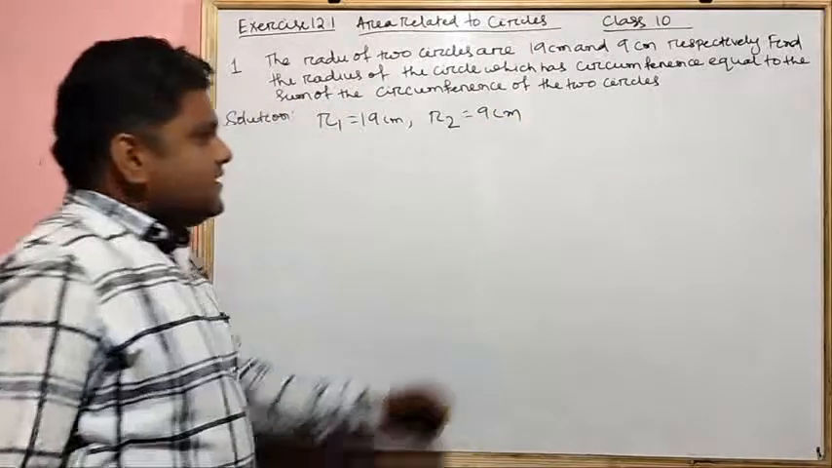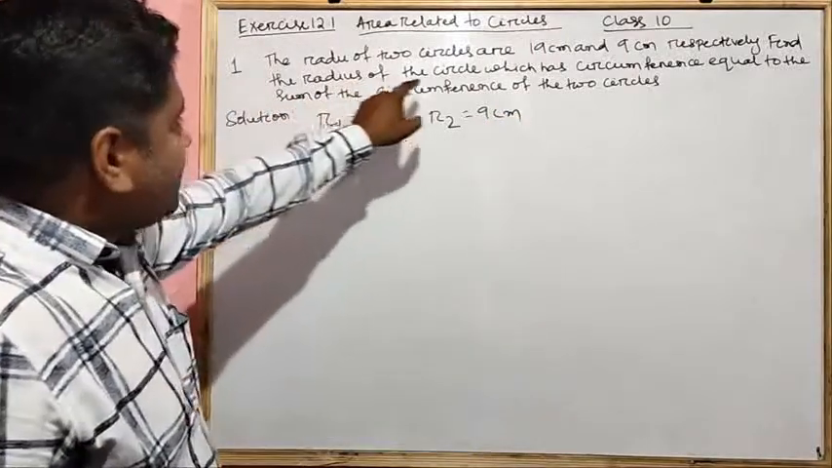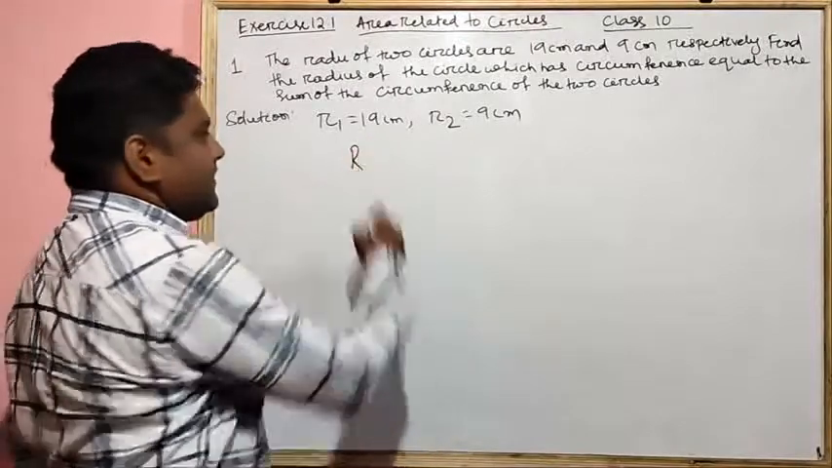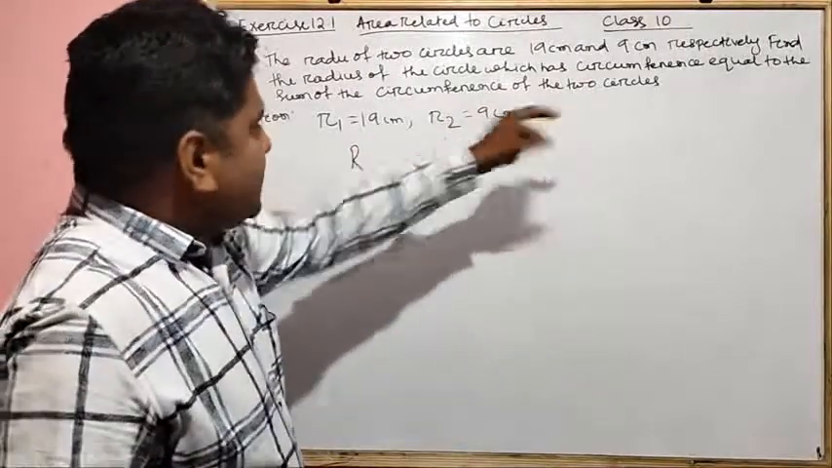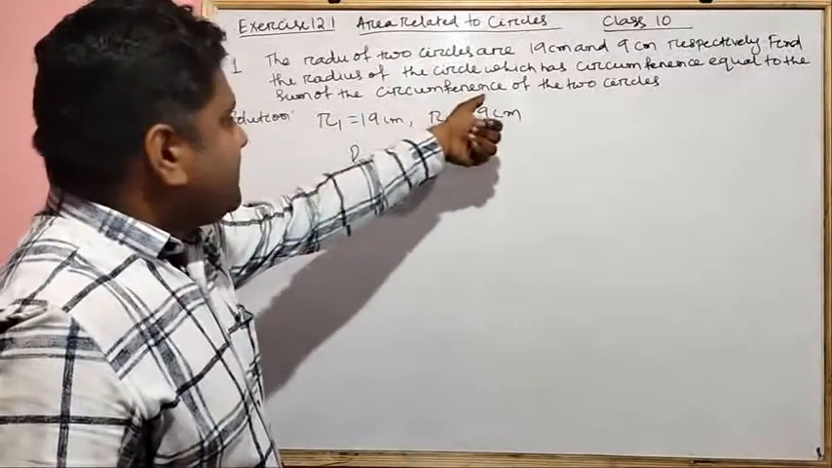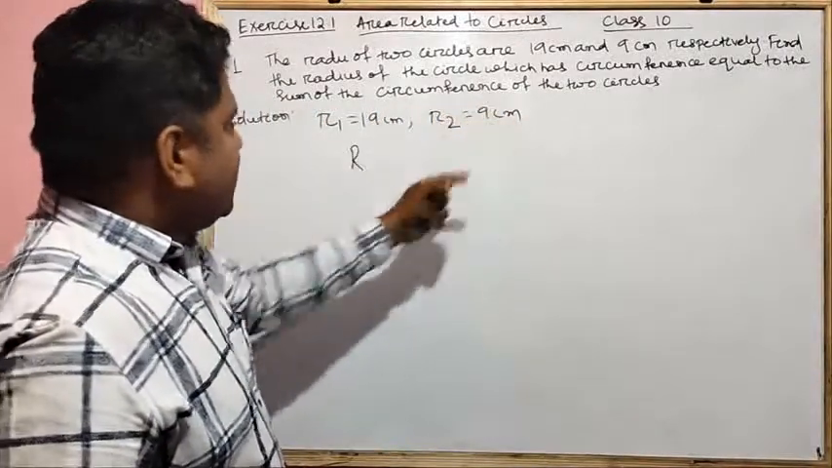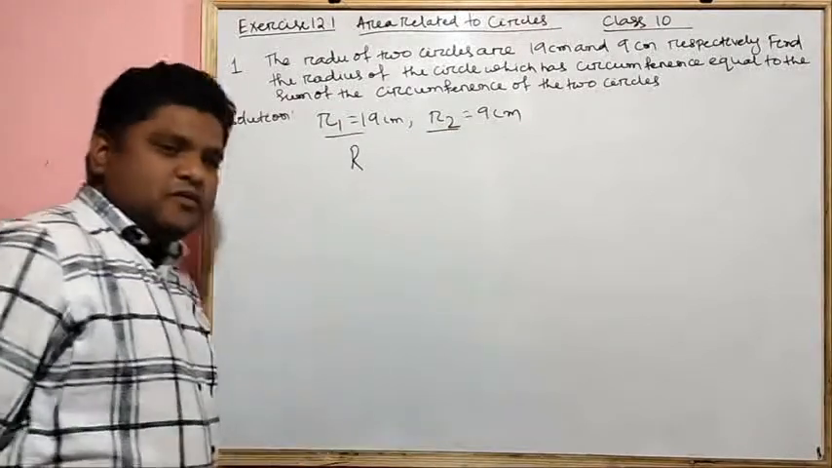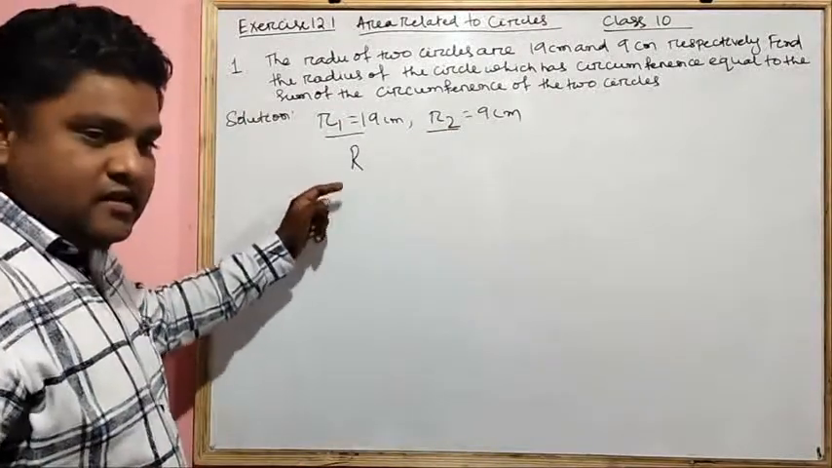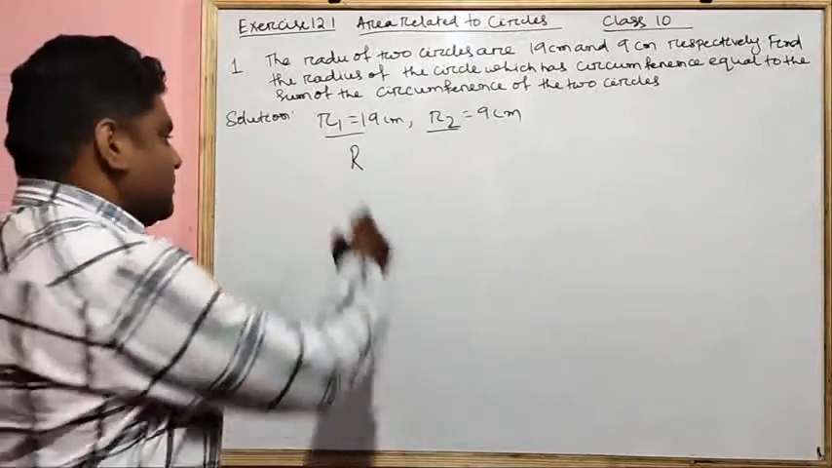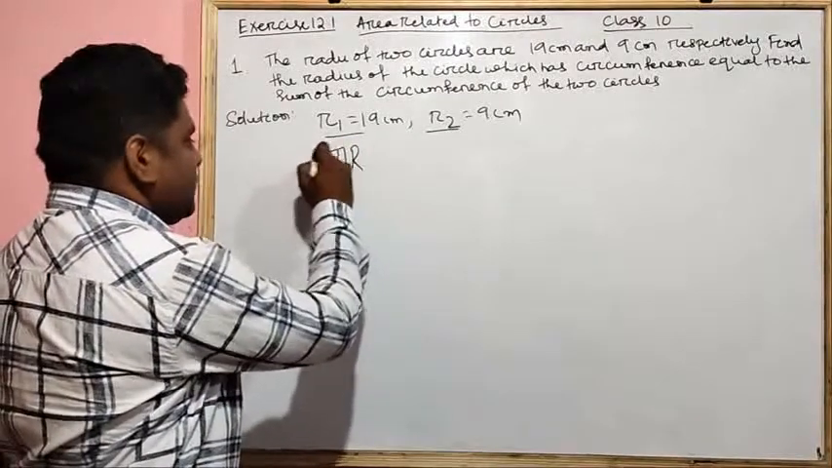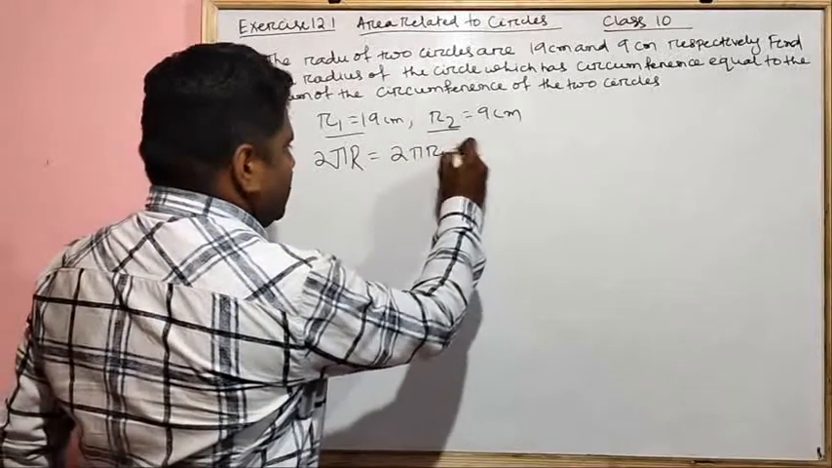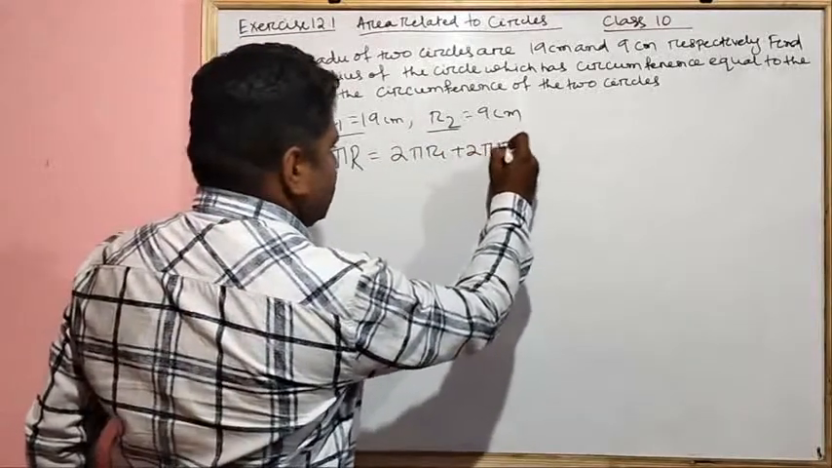It is given in the question that find the radius of another circle. Let the radius of another circle be R, which has circumference equal to the sum of circumference of the two circles. Sum of circumference of these two circles is equal to the circumference of another circle. So 2 pi R equal to 2 pi R1 plus 2 pi R2.